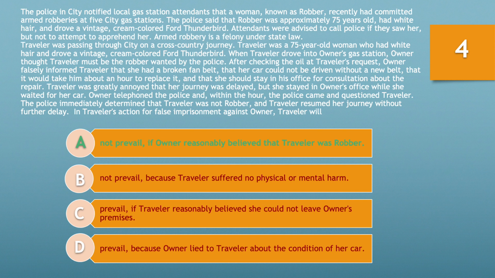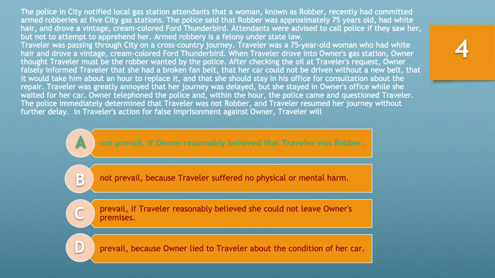In this case, Traveler can make a prima facie case of false imprisonment because Owner intended to confine Traveler at the gas station by keeping her car, and Traveler was aware of this confinement. Nevertheless, her action against Owner will not prevail if the privilege of arrest defense is satisfied.